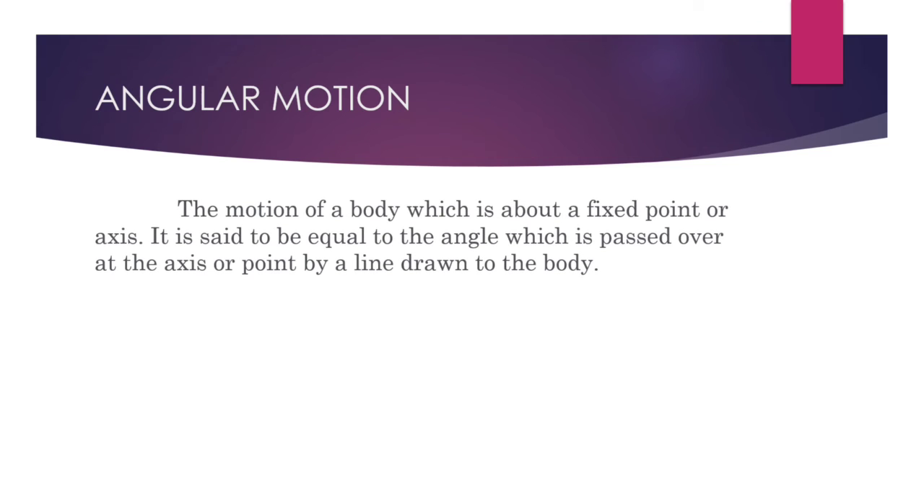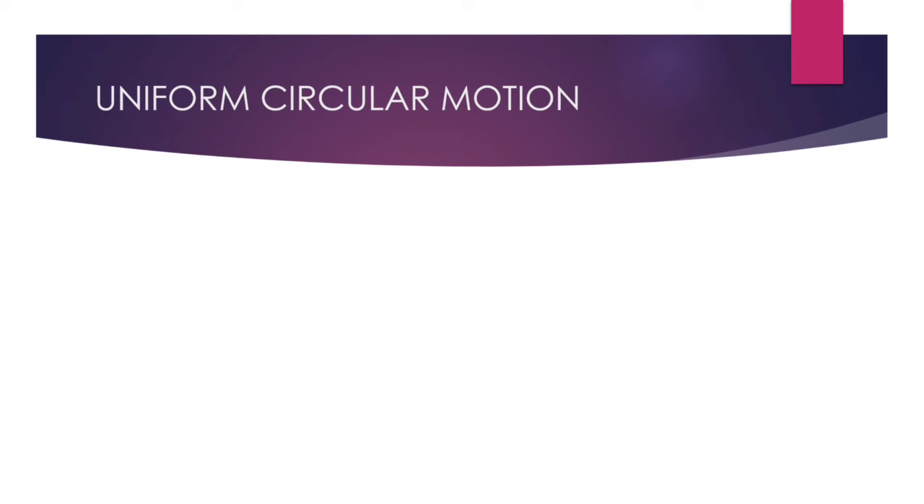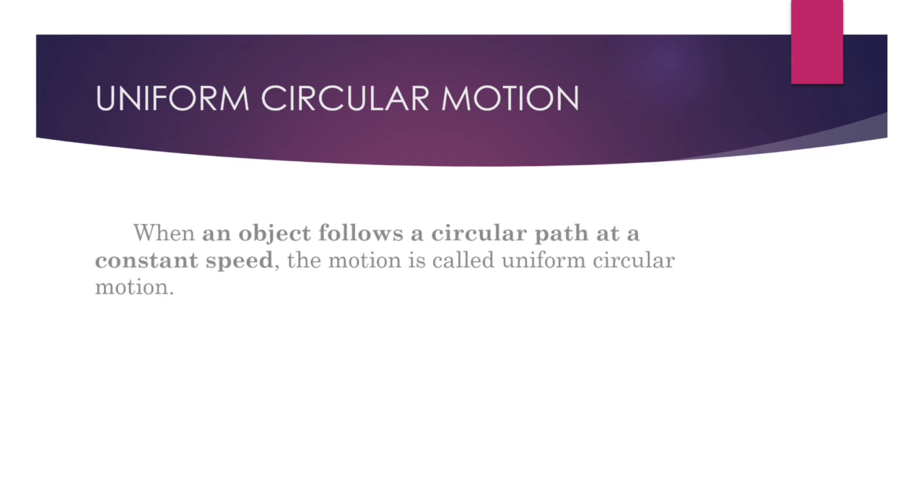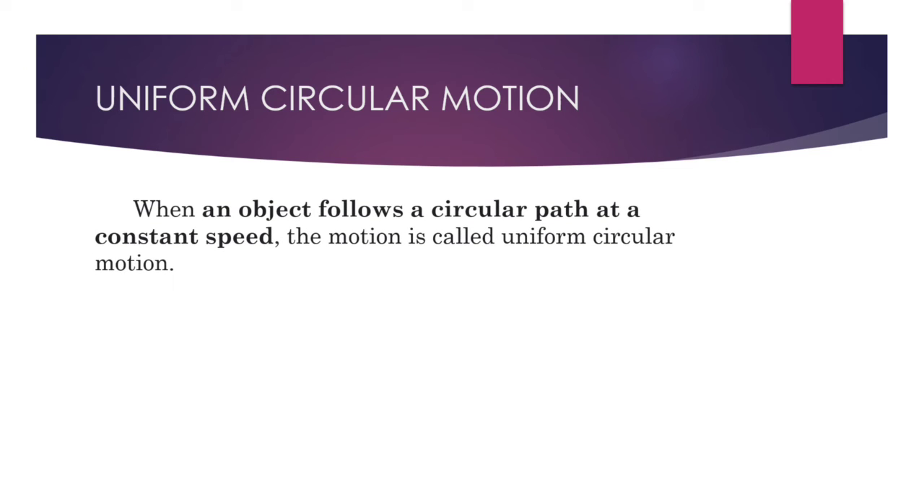Angular motion. The motion of a body about a fixed point or axis. It is said to be equal to the angle which is passed over at the axis or point by a line drawn to the body. Uniform circular motion. When an object follows a circular path at a constant speed, the motion is called uniform circular motion.